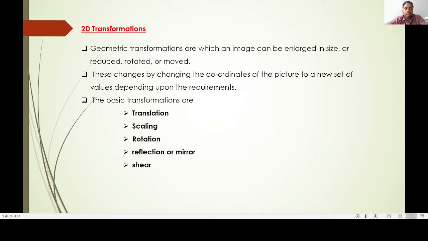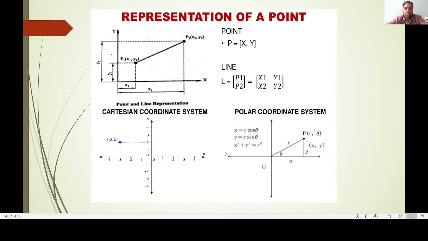Before going to transformation, we need to know how a point has to be represented. For example, see the drawing here, point and line representation: how a point should be represented, and how a line should be represented in the diagram. A point P is a component of x and y.